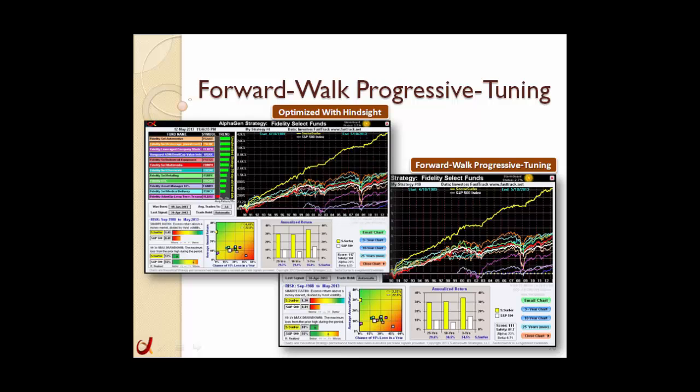Here is a comparison of the strategy using forward walk progressive tuning on the right and the same strategy tuned by hand in hindsight on the left, showing remarkably similar performance and illustrating that strategies with stable characteristics can be built.